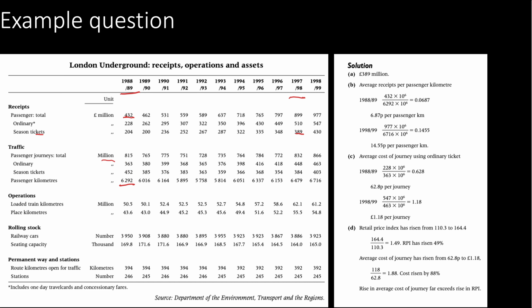Okay, part D. Comment on your results of part C, given that the United Kingdom retail price index is 110.3 in December 1988 and 164.4 in 1998. To do this, we would look at the retail price index, and the best thing to comment on would be the increase. So we would calculate the increase like this as shown here, and we would just mention this, and that's it.